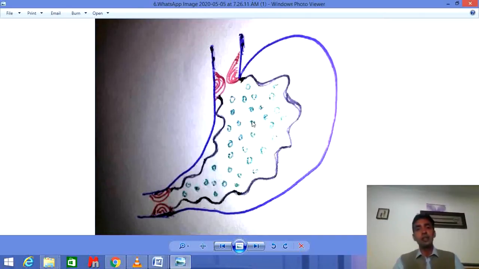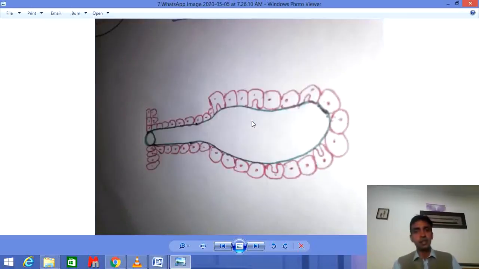Each gastric pit leads to the gastric gland cavity. This is the gastric pit, and this gastric pit leads to the gastric gland cavity. This is the neck of the gastric gland cavity, and this is the gastric gland cavity.